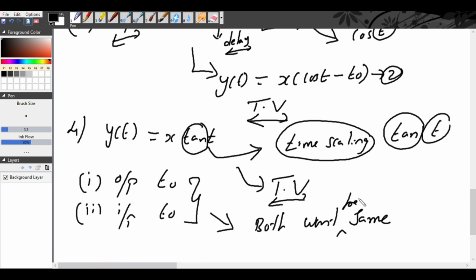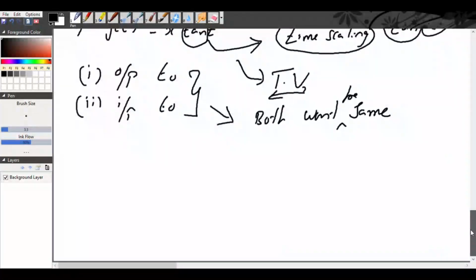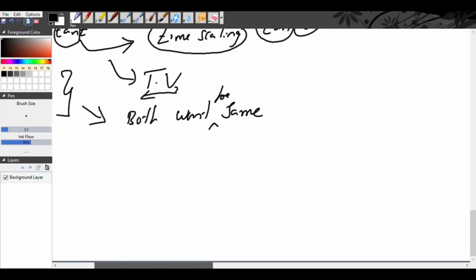So that's why I will be concluding this particular equation as time variant system. Okay, let's try to move on to next problem. Space is not there. Let us go here.